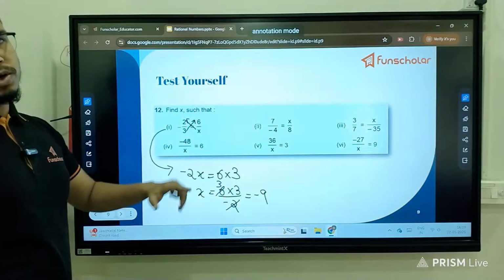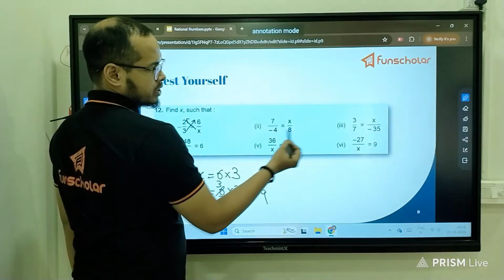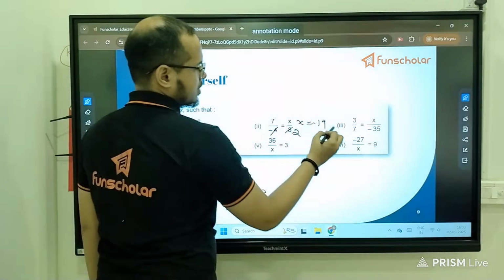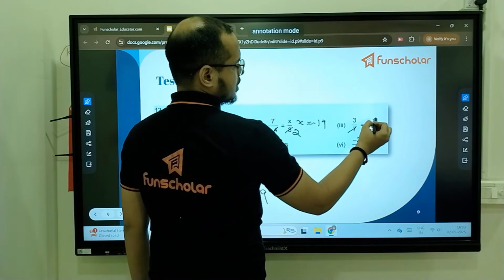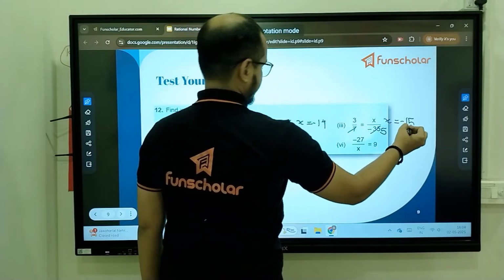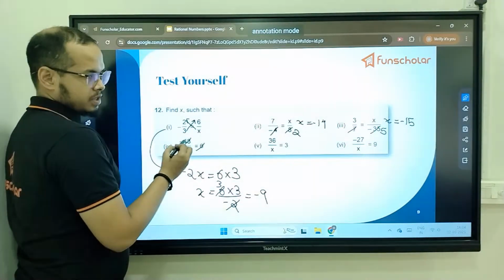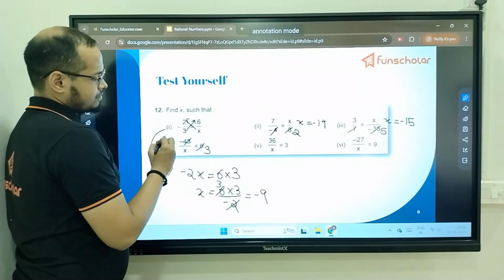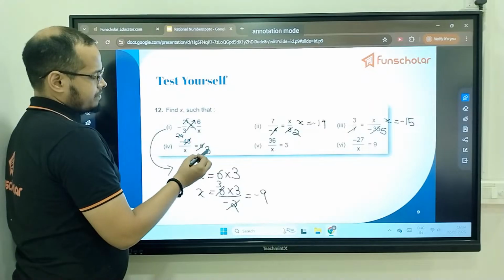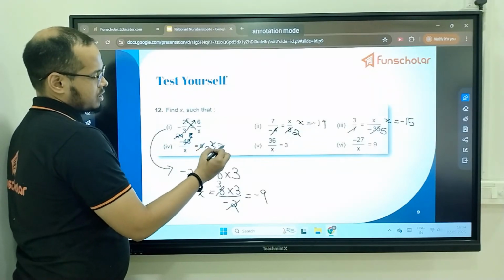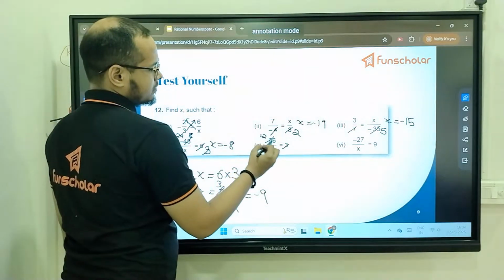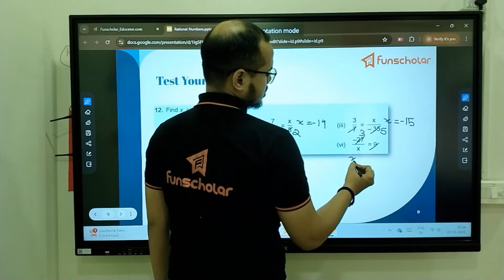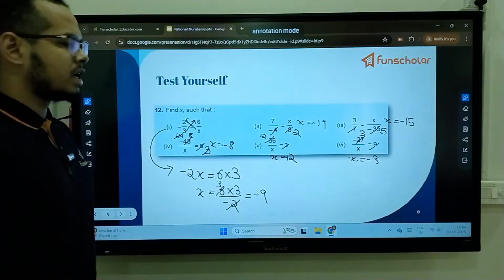From the second one I'll be doing it directly. See, minus 4 and minus 8 are both denominators, so this cancels by 2, so x is nothing but minus 14. Third one, the value of x is minus 15. Next one, 3 2s are 6, 3 8s are 24, so x is minus 8. Next, x is 12. Last one, x is equal to minus 3. As simple and easy as this.